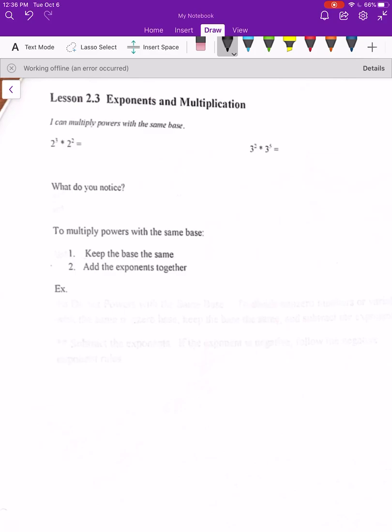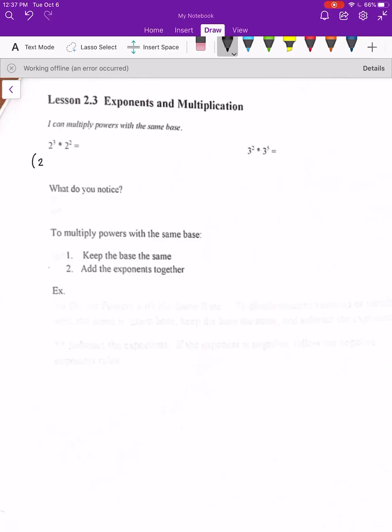So we have 2 to the third power times 2 to the second power. What does 2 to the third power mean? It means 2 times 2 times 2, and hopefully you agree with that. Times the next one, 2 to the second power, which means 2 times 2. When you've been doing these in the past, maybe a previous school year, you know to keep the base the same and then you add: 1, 2, 3, 4, 5 2's, so you have 2 to the fifth power, right?